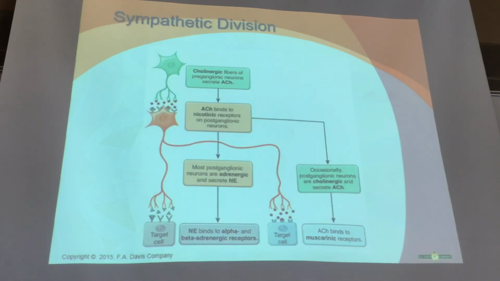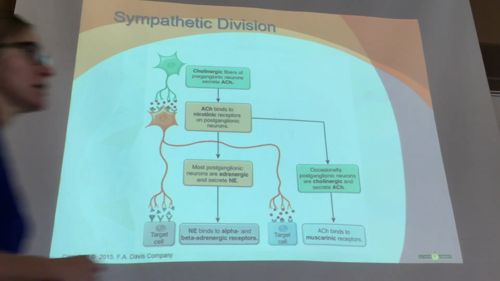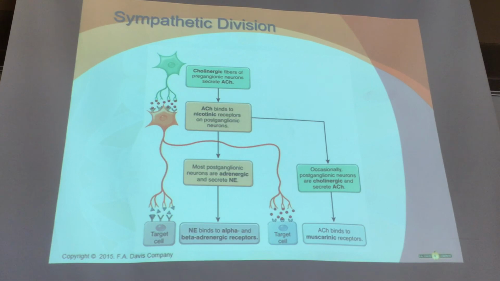So let me show you this chart. I'm going to draw this out as well. Okay. Sympathetic division, we've got part of it started over there on the board. Cholinergic fibers from the preganglionic neurons will secrete acetylcholine. Acetylcholine binds to a nicotinic receptor in the postganglionic neuron. Now that can go two different ways. Most postganglionic neurons are adrenergic and secrete norepinephrine. But occasionally a postganglionic neuron is cholinergic and it will secrete acetylcholine. So, let's do this. This is confusing.